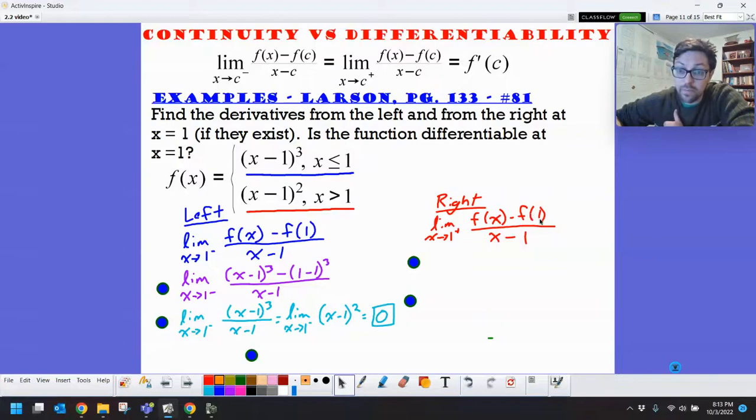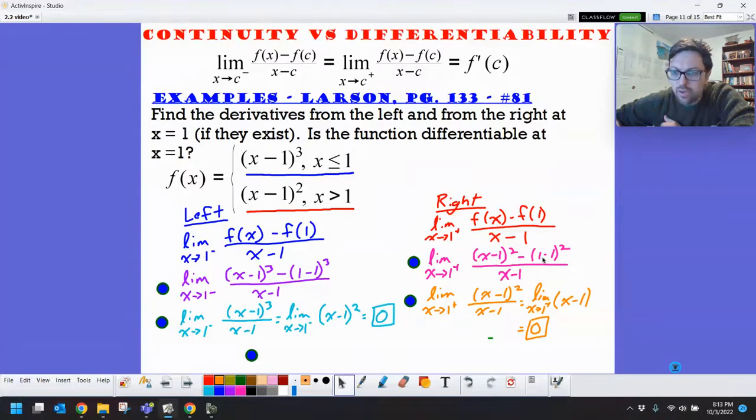As we do the same thing from the right, we now use the bottom part because we want the numbers that are going to be bigger than 1. So we plug it into the bottom stuff. So this x minus 1 squared, and then 1 minus 1 squared, over x minus 1.